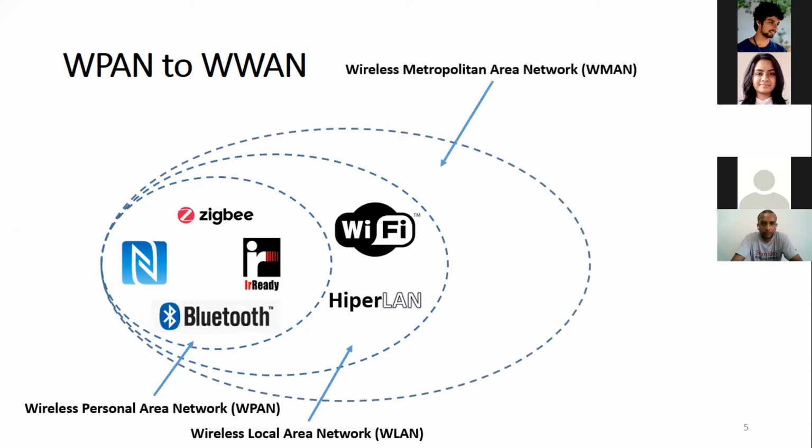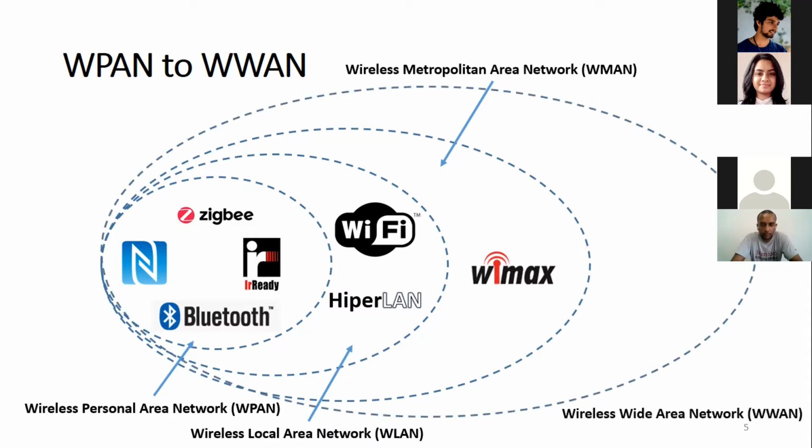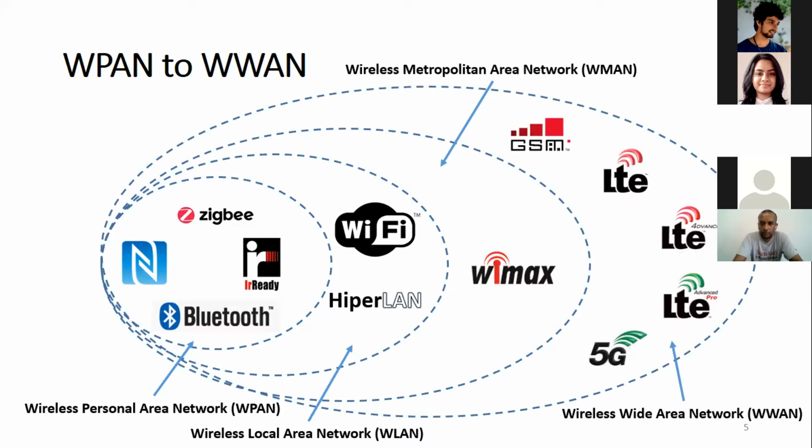The next one is the WMAN, or Wireless Metropolitan Area Network, which can cover a certain city, and the radius would be somewhere from 100 meters to a few kilometers. WiMAX falls into this category. Finally, we have the long-range solutions, which we call cellular technologies. There are many, starting from 2G, 3G, 4G. 4G means LTE, LTE Advanced, LTE Advanced Pro, and now we even have 5G. The copyrights of all these logos are with their respective bodies, and I use them here for educational purposes only.